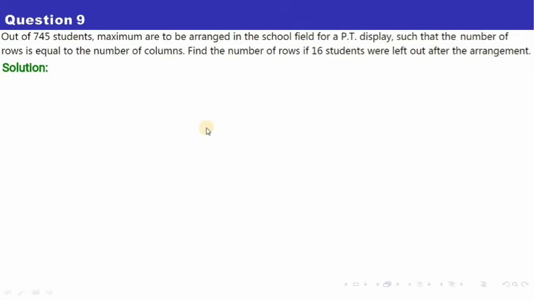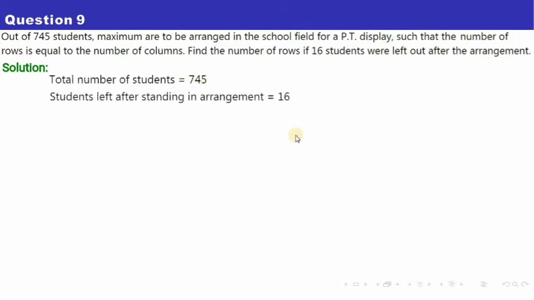Yes, you get a square shape because the number of rows and number of columns both are the same here. So the question says, find the number of rows if 16 students were left out of the arrangement. That means out of 745, these 16 students won't fit in the square. That's the meaning. So if this is the number of students, then the students left out is given to be this much, right? That means how many students have taken part in the arrangement? Just remove this 16 from the total, you get this much, isn't it? So that means in that square arrangement there are exactly 729 students.